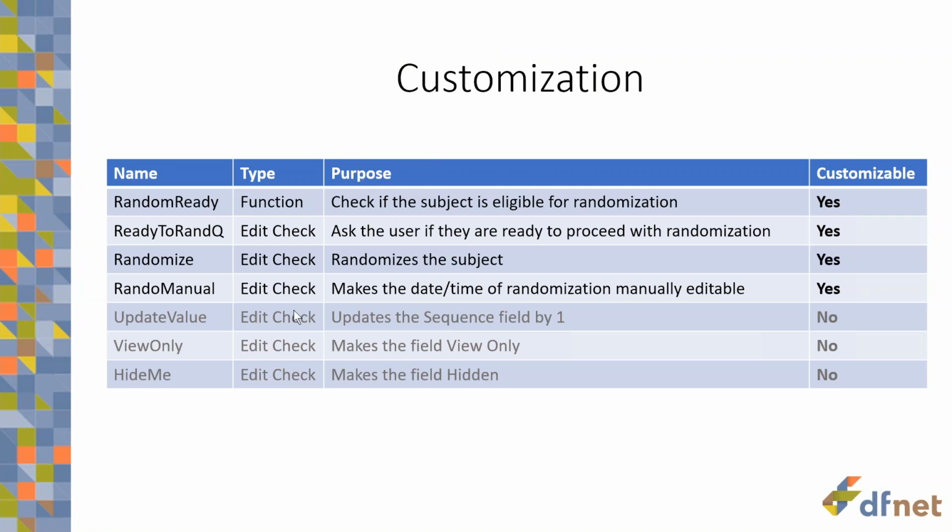There's a total of 7 edit checks that we have added into the system, and we will be able to customize 4 of them. Update value, view only, and hide me are not customizable. The top 4, random ready, ready to ran queue, randomize, and random manual, each have certain components that you can customize to make it feel the most appropriate for your own study.